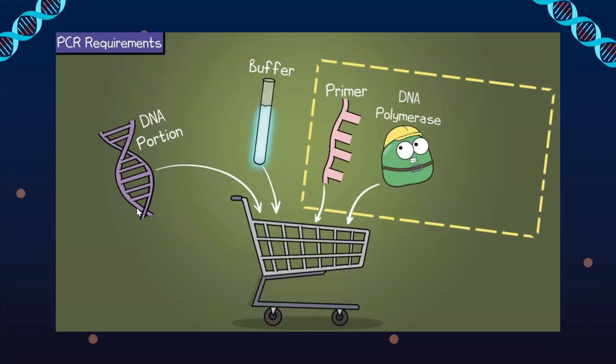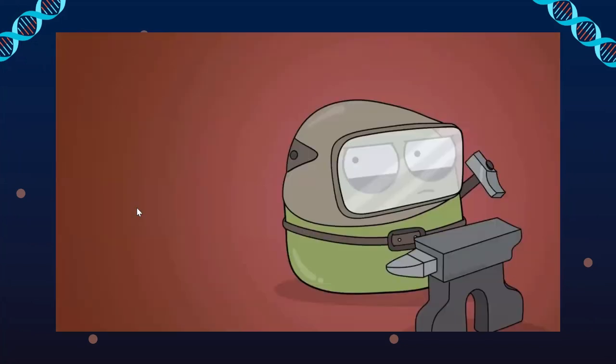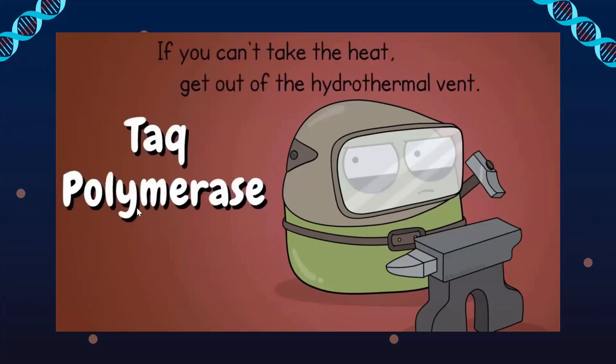And then we also need a DNA polymerase. DNA polymerase is the building enzyme. Take note that the DNA polymerase often used is a heat-resistant type, as PCR requires heat. We call that a Taq polymerase, which is a type of heat-resistant DNA polymerase.